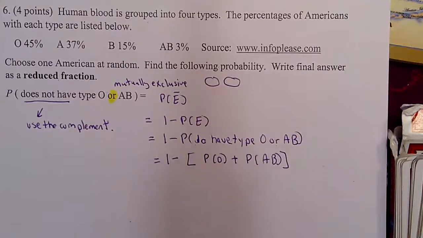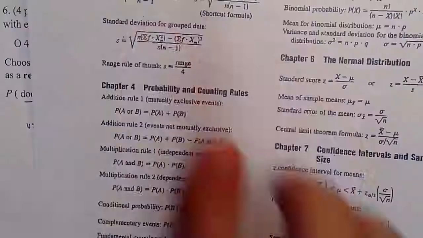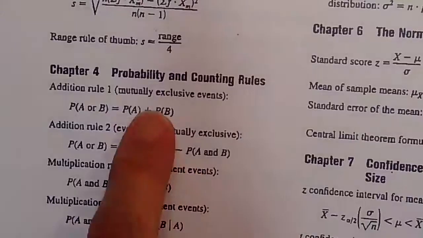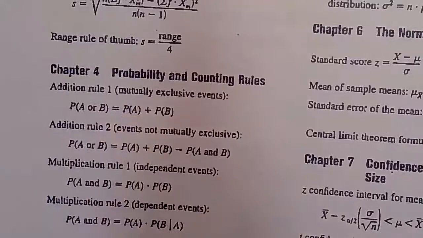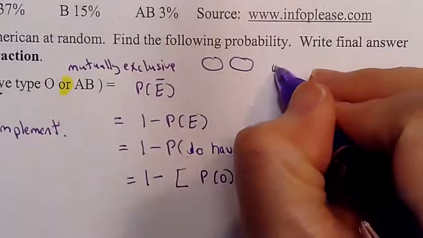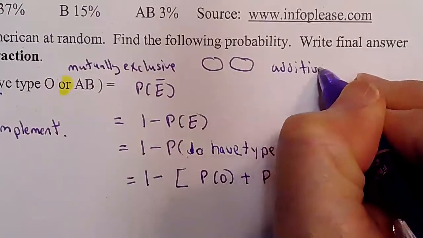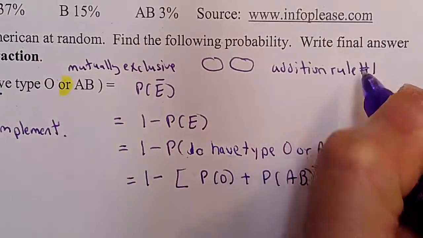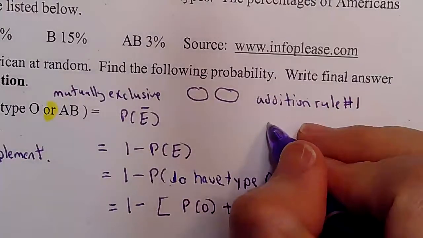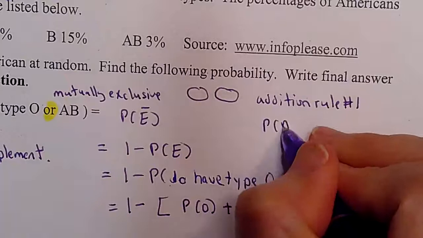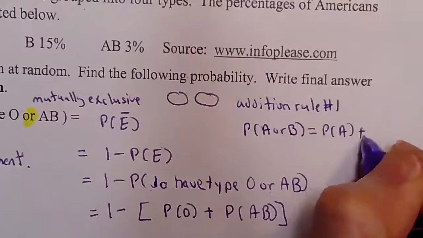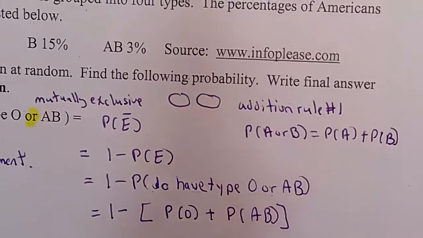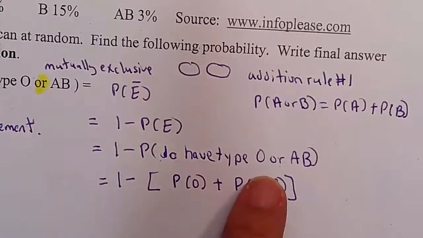Okay, let's see if I can find that on here. Right here. See, mutually exclusive, see that? That's addition rule number one. So that says probability of A or B is equal to probability of A plus probability of B. That's what they're using, see?